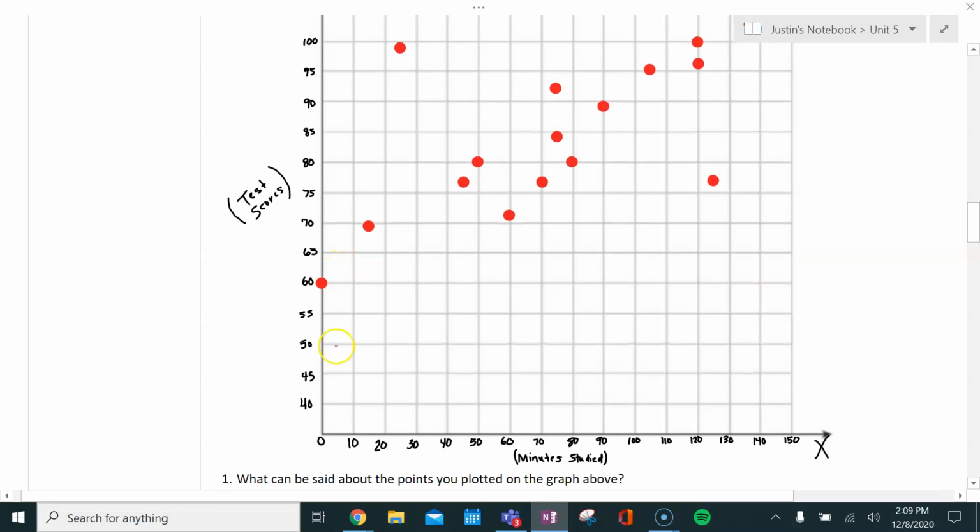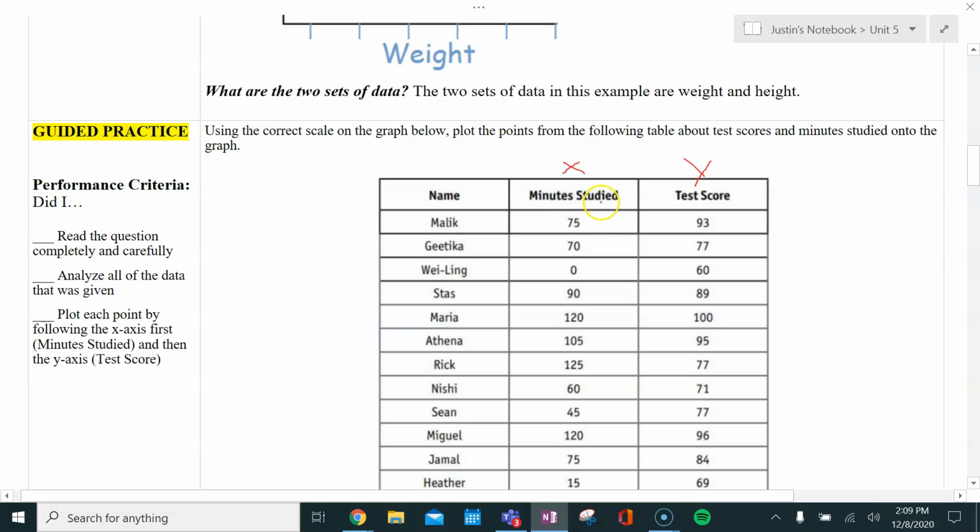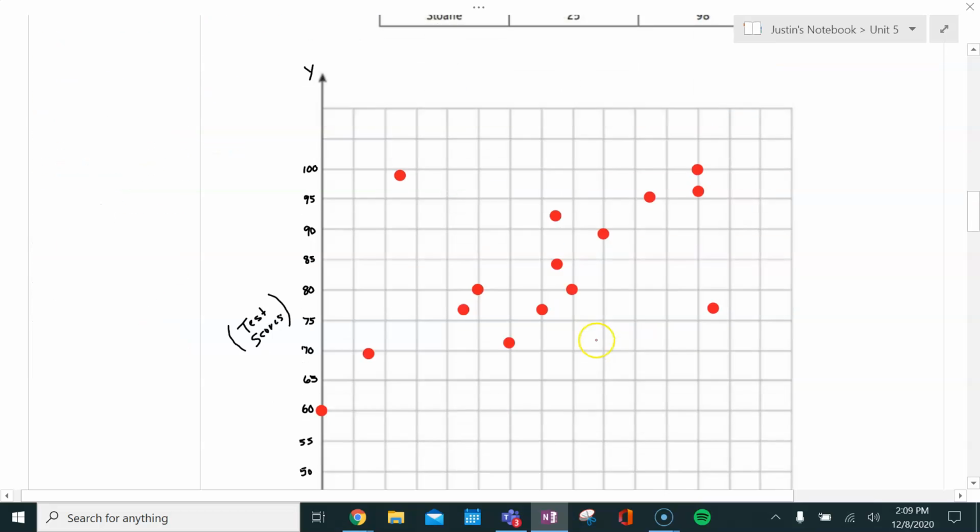Okay, so what this tells me here is that somebody who does not study received a 60. One of the students that studied, let's say looks like 15 minutes, got about a 70 on their test, and so on and so forth. So this is a scatter plot based off two sets of data. So the first set is the minutes studied, and the second is the test score.